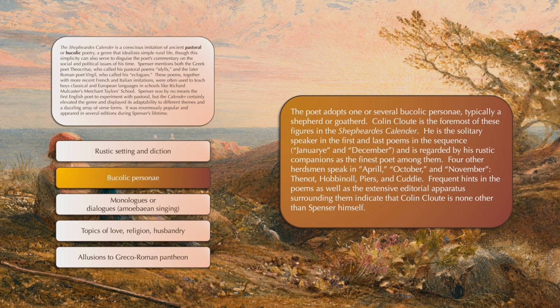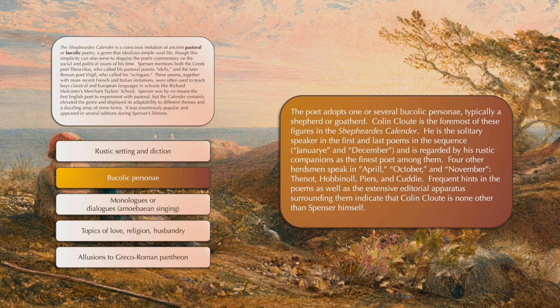This is mentioned several times. There are 4 other herdsmen that speak in the other 3 eclogues that we'll be looking at, April, October, and November. And their names are Thenot, Hobbinol, Piers, and Cuddie.